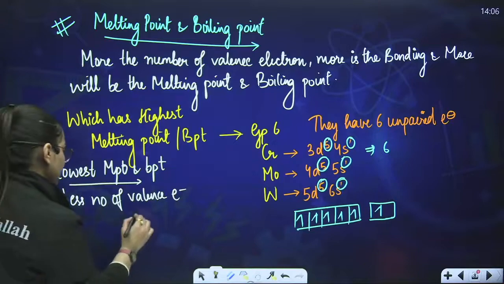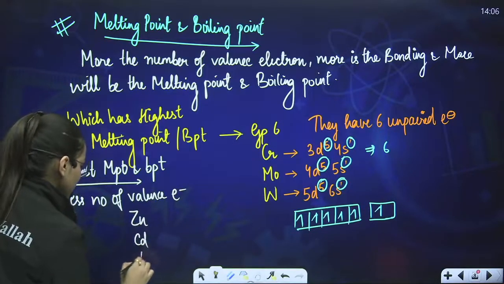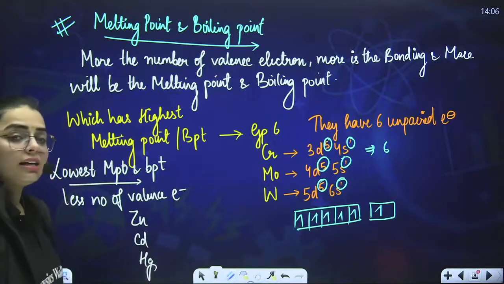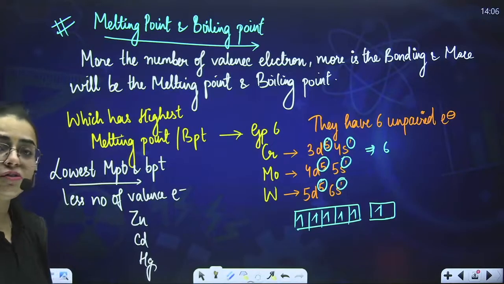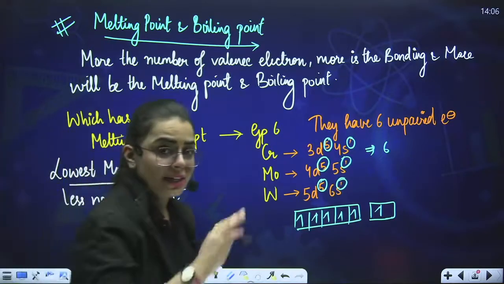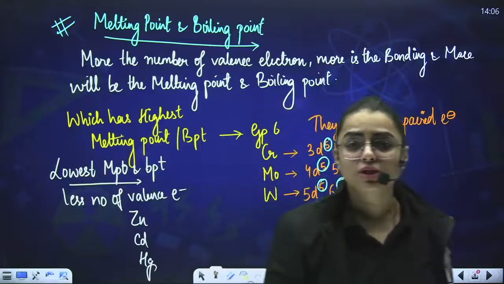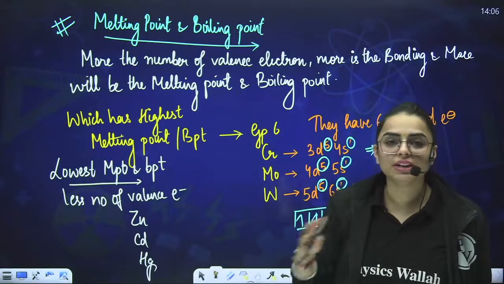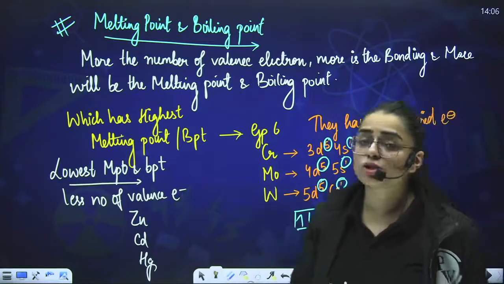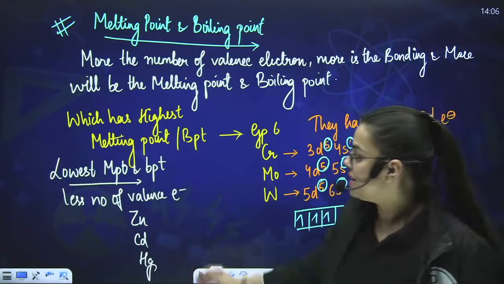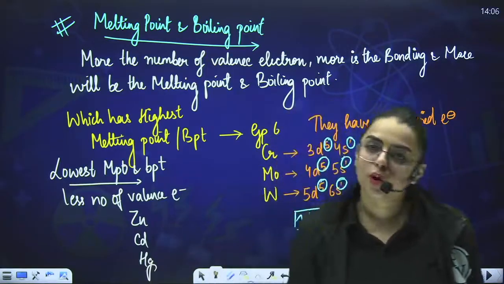Now, which are they? They are basically zinc, cadmium, mercury. Why? Because they have completely filled electronic configuration. It is already filled: 3d10 4s2, 4d10 5s2, 5d10 6s2, they have completely filled. So they don't have any valence electrons. Hence, they have the lowest melting point and the boiling point.